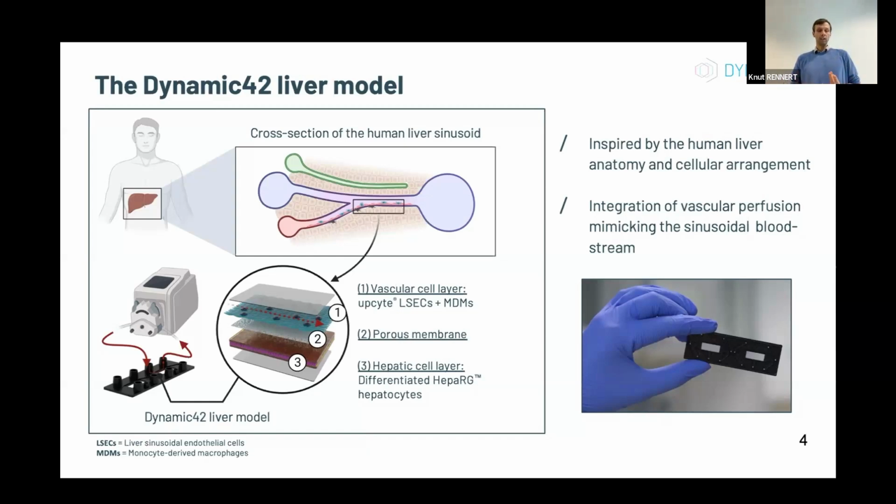One advantage of our model is that you can perfuse the vascular side with media, thereby mimicking the sinusoidal bloodstream and bringing it more into a physiological range.